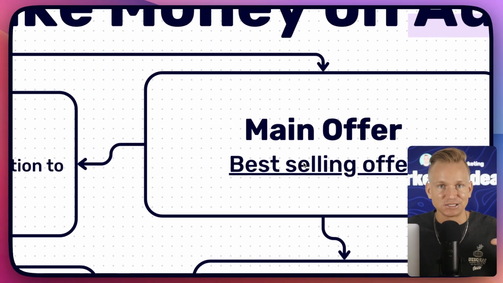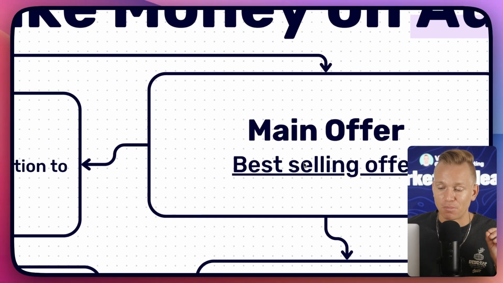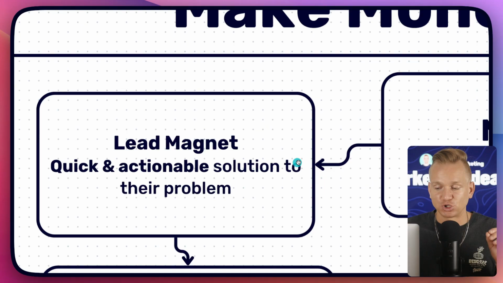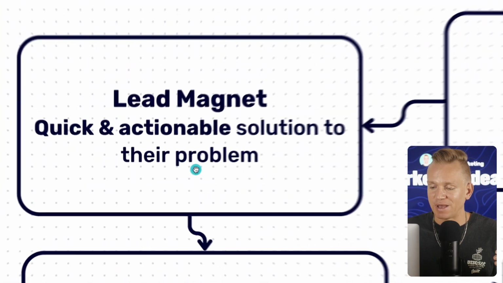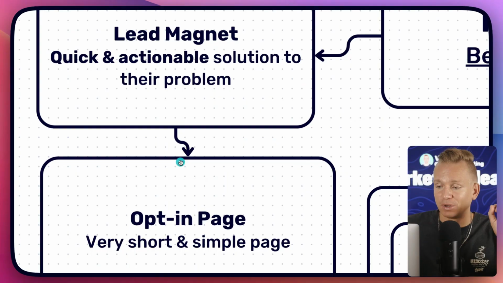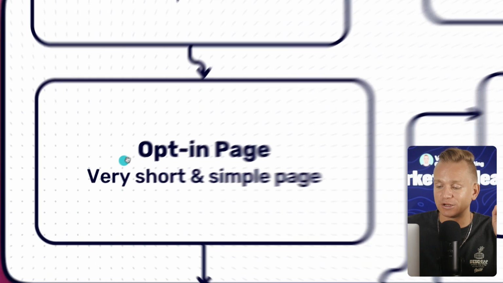So you want these to be related as much as possible, but just think about it as the main offer is a big problem, this is a smaller problem. And basically lead magnets, I have made a full-on free course on how to create lead magnets, so I'll link that, go check that out. But now after the lead magnet, we need an opt-in page.